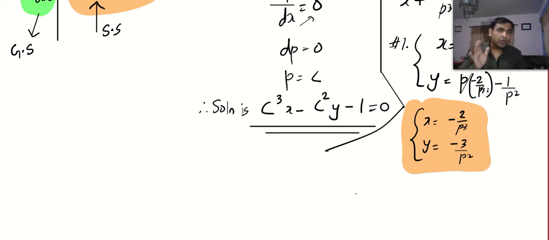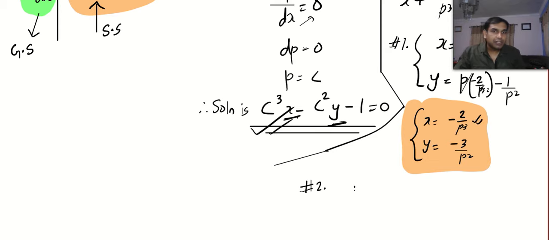But however, I can feel that I can eliminate p and connect x and y. If you can do that, then that solution will be called implicit solution. Just like this. See, x and y are connected and p has disappeared. So let's give it a try.